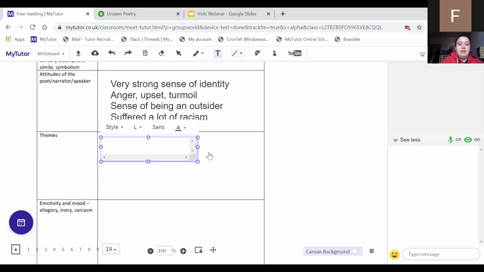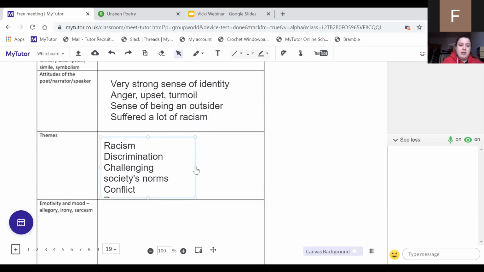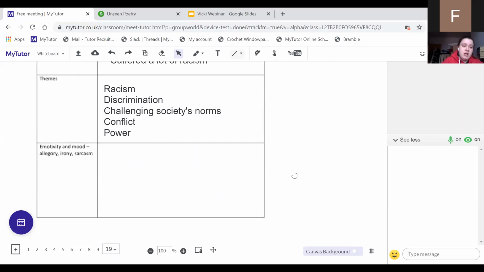So our main theme then is racism and discrimination, and then challenging society's norms. And I suppose conflict as well, and power, in the sense that he's proposing that some races have more power over others, and that's how racism works effectively. So emotivity of mood, so we've definitely got some verbal irony going on and sarcasm.